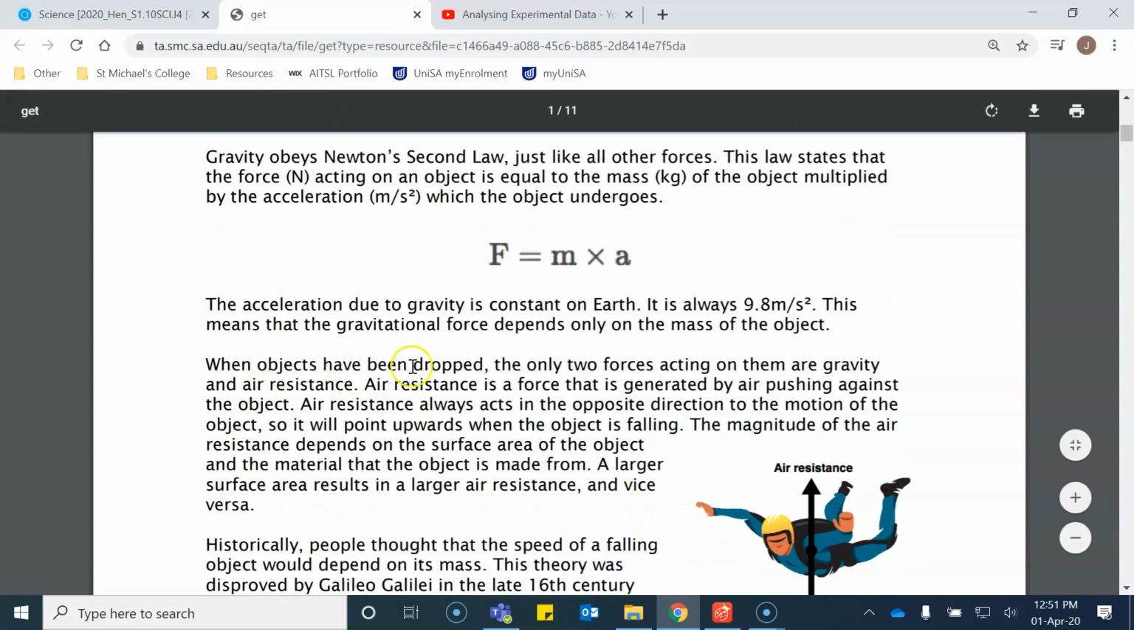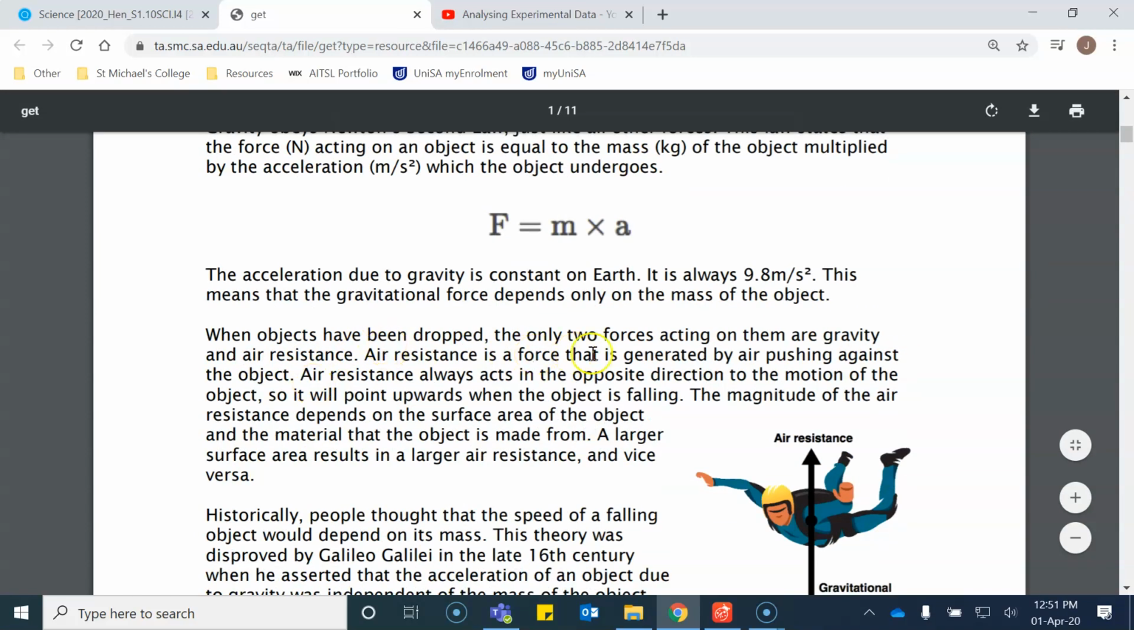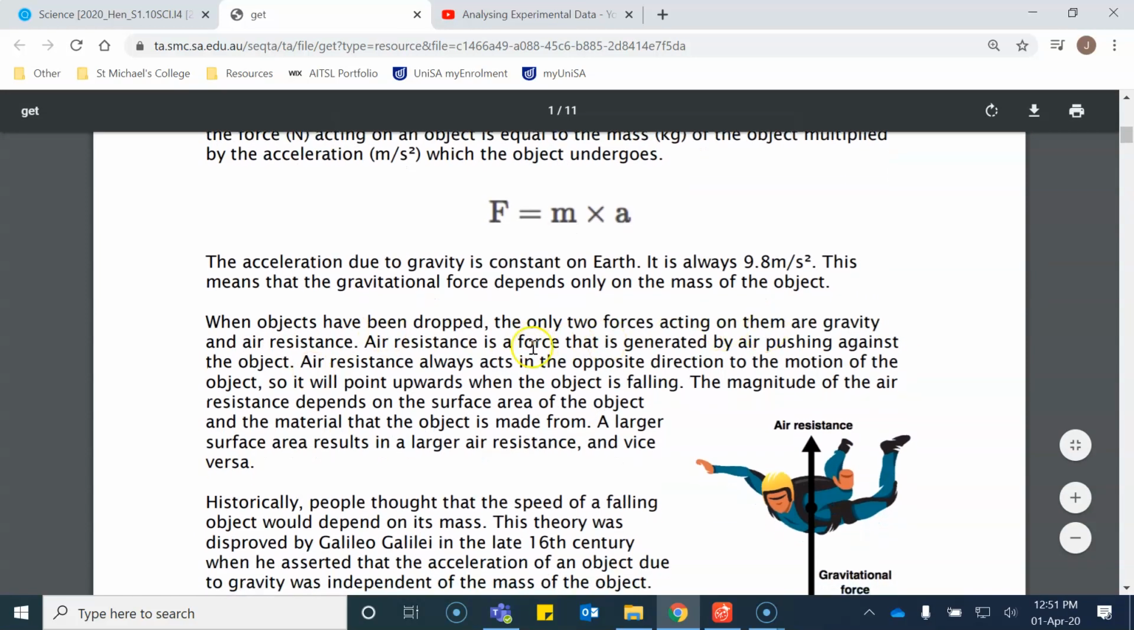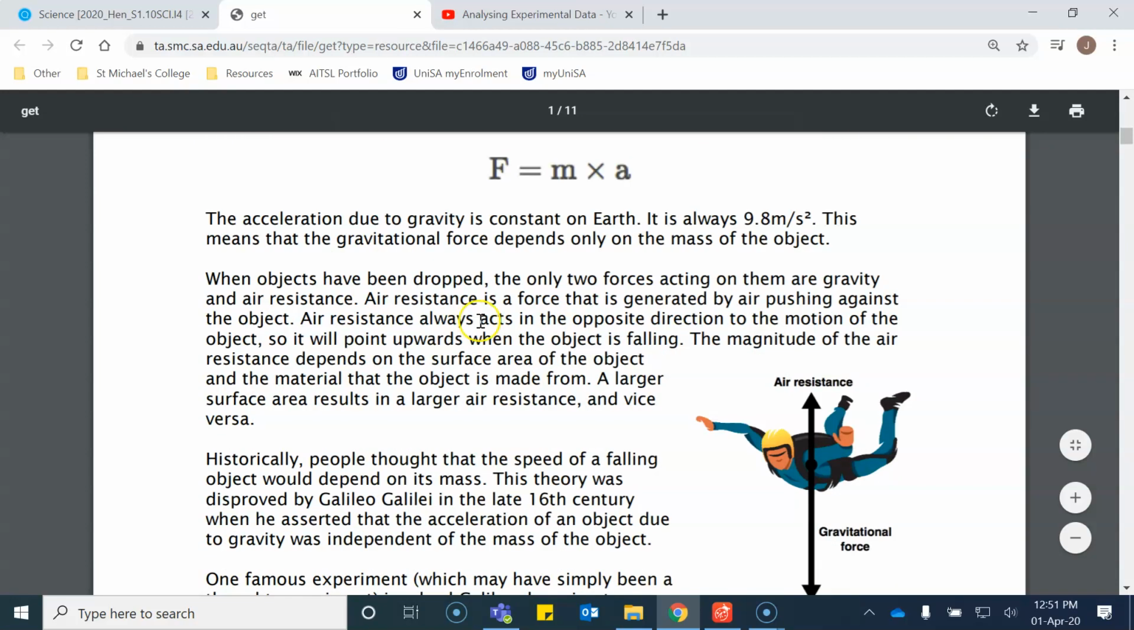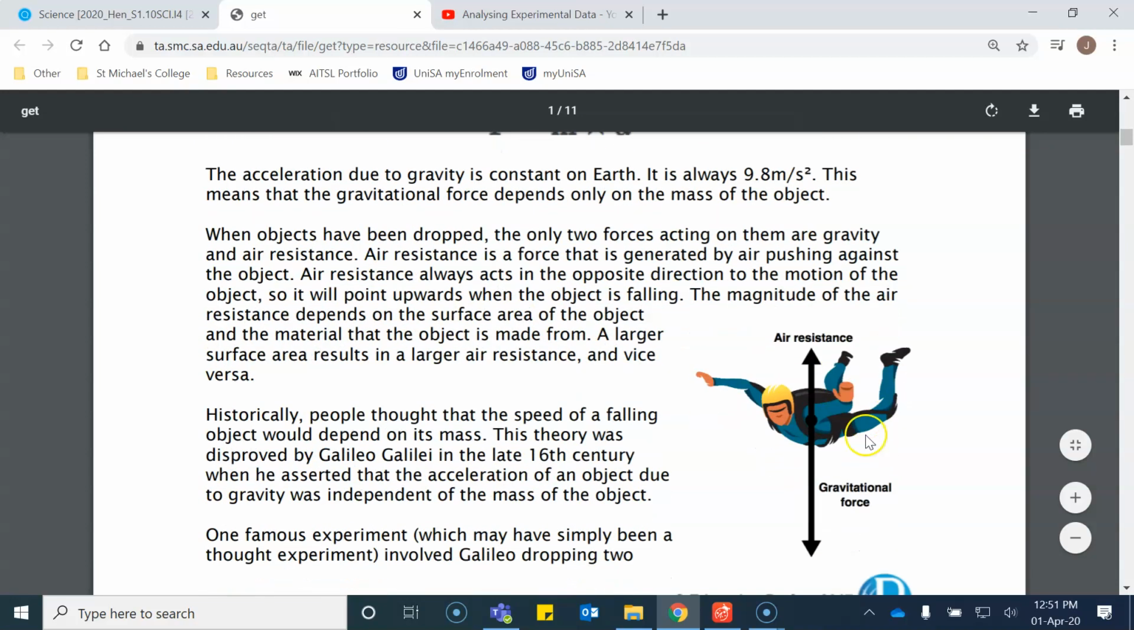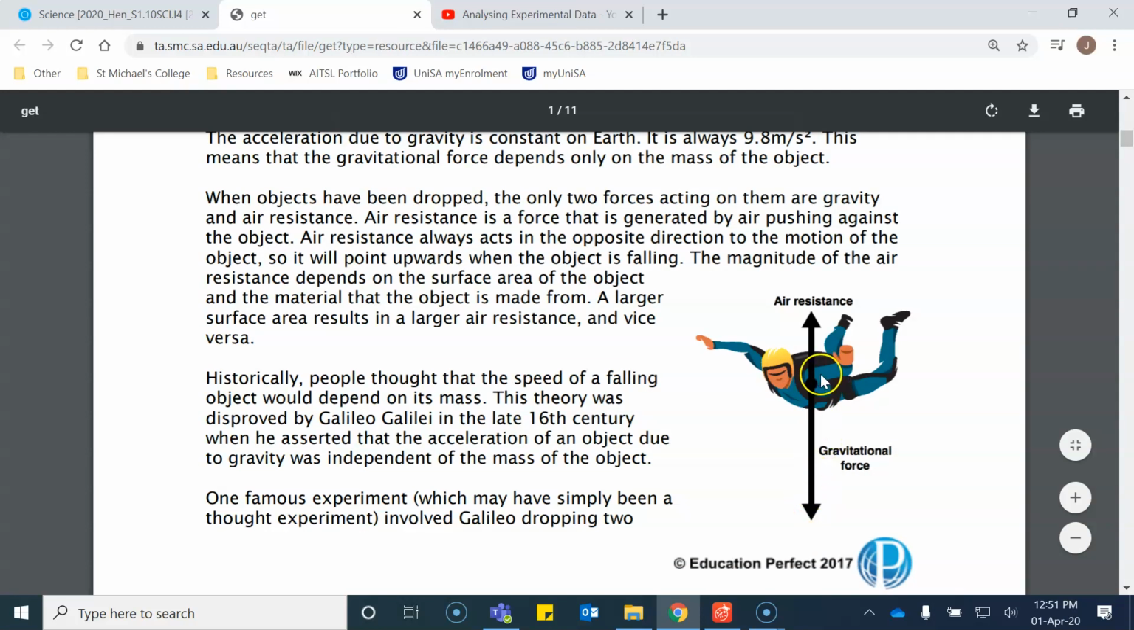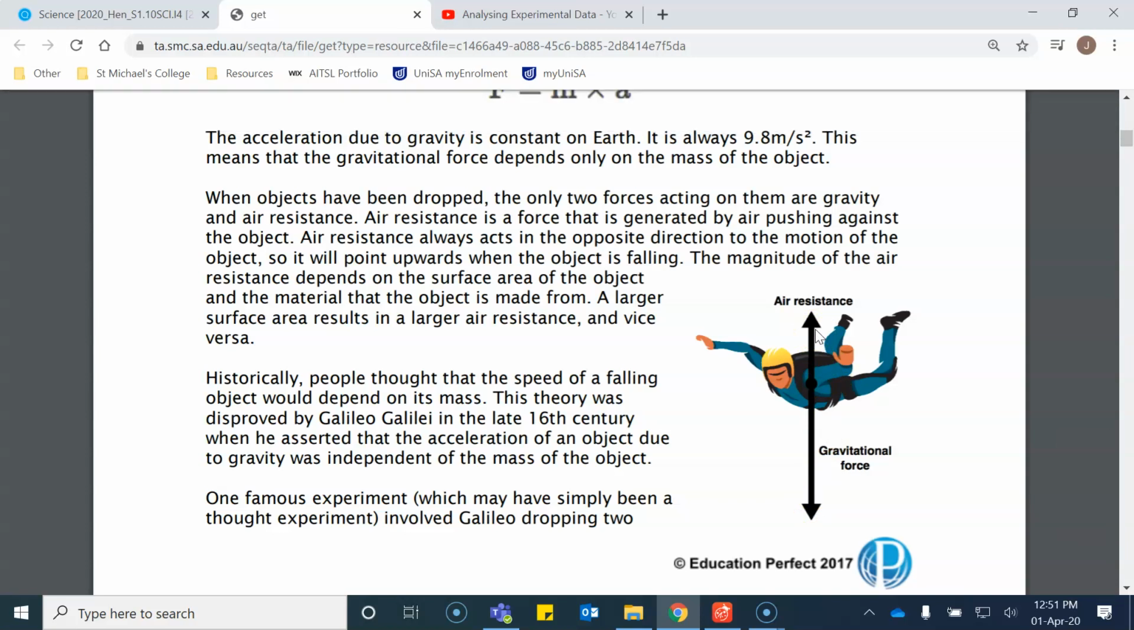When objects have been dropped, the only two forces acting on them are gravity and air resistance. Air resistance is a force that's generated by air pushing against the object. Air resistance always acts in the opposite direction of the falling object. Remember we looked at vector diagrams. This is an example of a vector diagram. We've got our gravitational force being represented by that vector, and we've got our air resistance being represented by that vector going in the complete opposite direction.